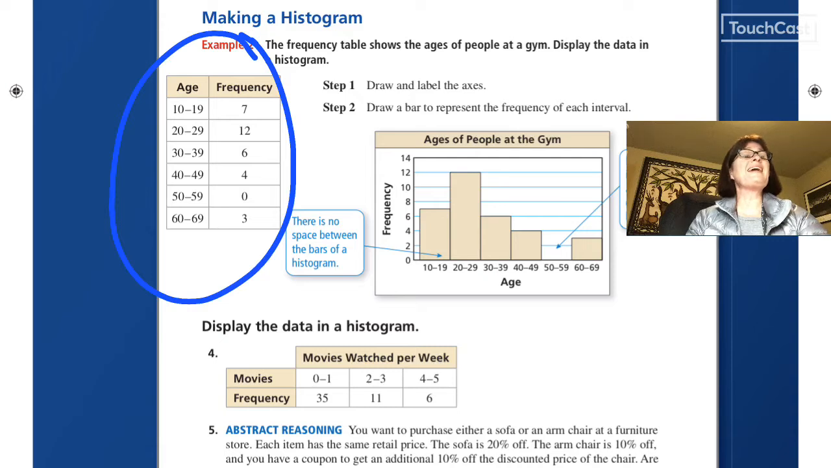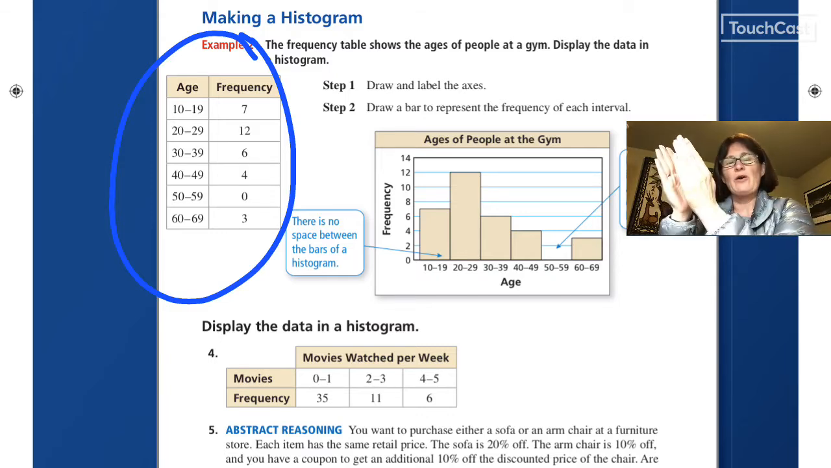So the ages of people at a gym. At the time this data was taken, there were 7 people at the gym who were between 10 and 19 years old. There were 12 people at the gym who were between 20 and 29. There were no people between 50 and 59. So you can kind of understand what this table means.